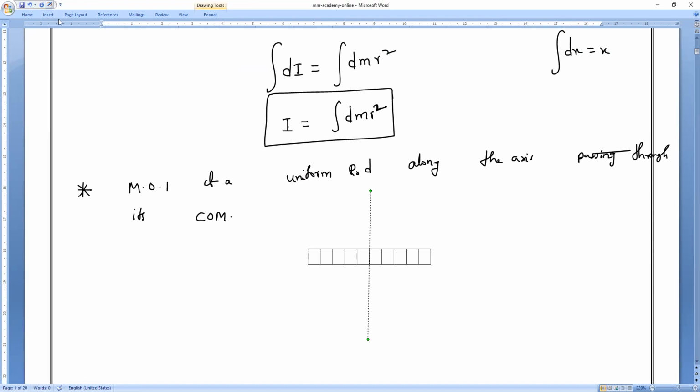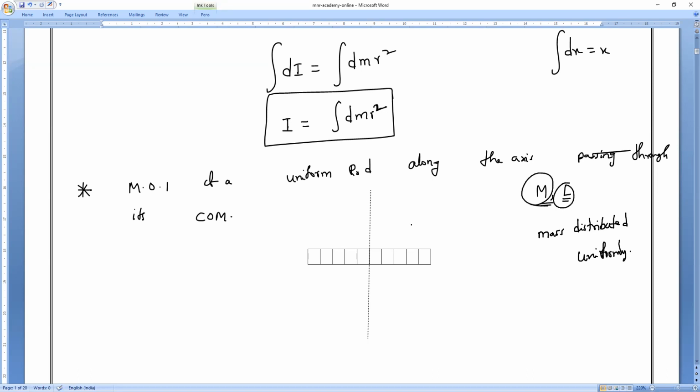Now the total length of the rod. Let me take the total mass of the rod as M and the total length of the rod as L. So how is mass distributed? It is a uniform rod, so mass is distributed evenly, uniformly. Let me consider this is the total length.